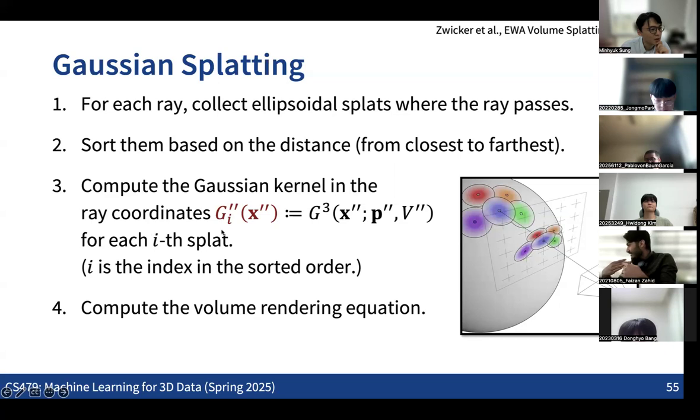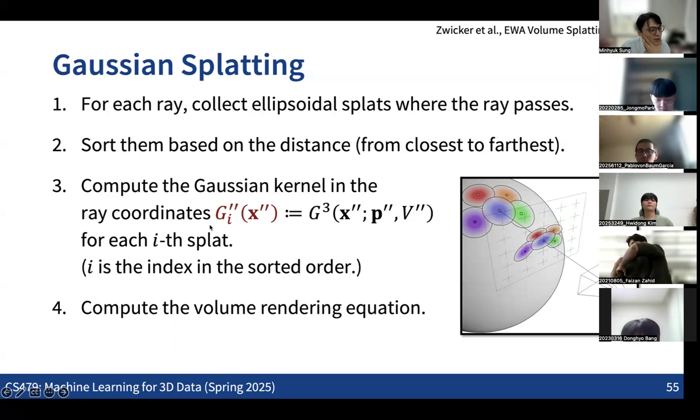Then we calculate the Gaussian kernel in the ray coordinate system, which means that we calculate the P double prime and the V double prime, and also the Jacobian matrix, from which we calculate the scaling term here. So this is the Gaussian kernel defined in the ray coordinate system, which can also be represented as the Gaussian splat kernel in the object coordinates, kind of a rotated and scaled version, right?